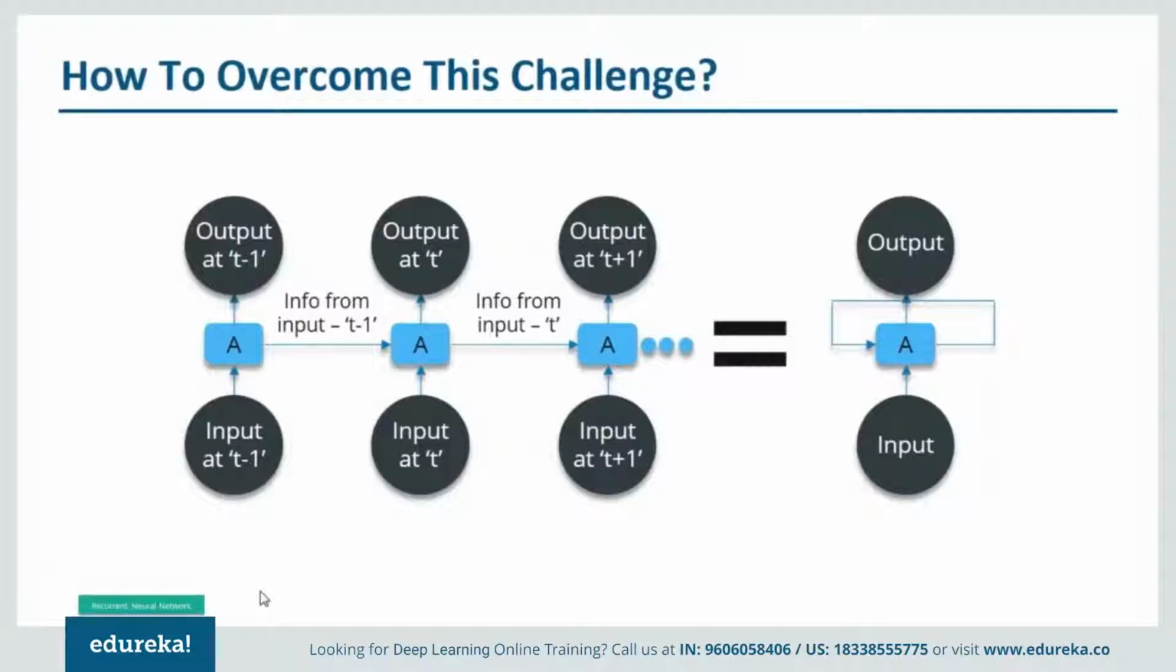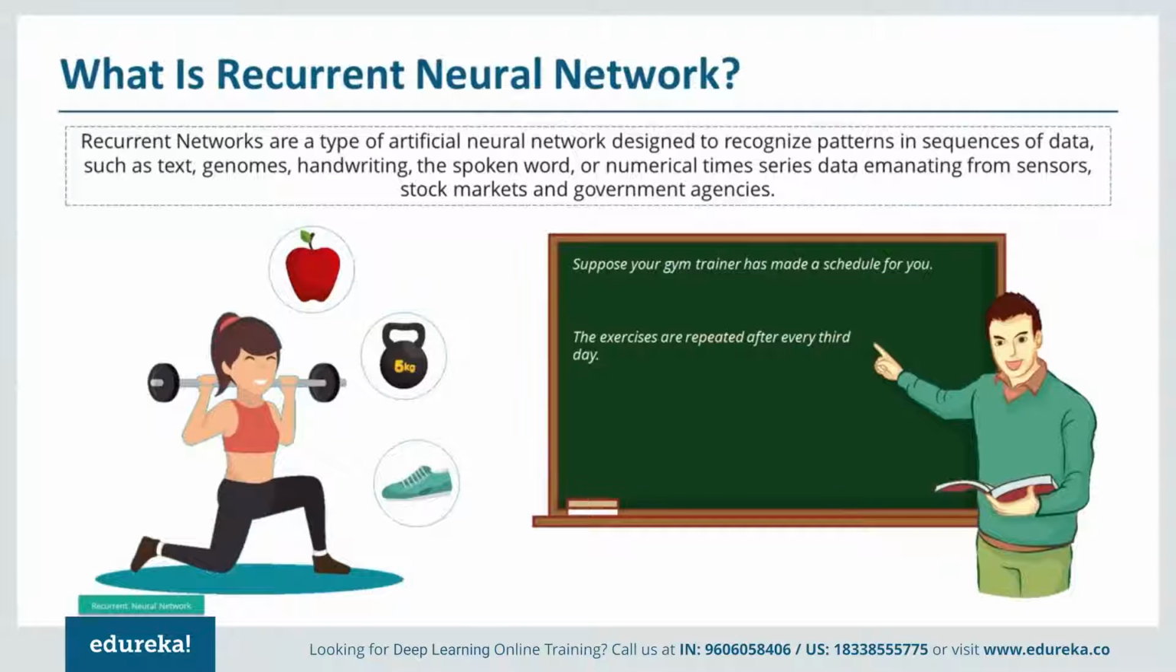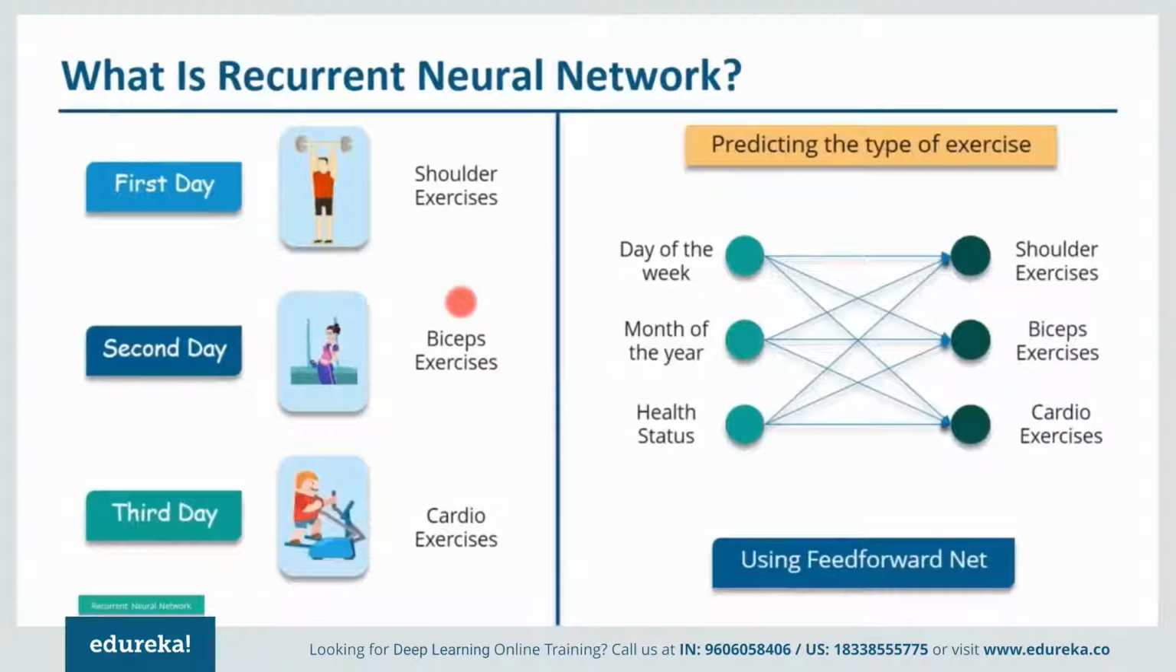Now let us understand what exactly recurrent neural networks are. For understanding recurrent neural networks, I'll take an analogy. Suppose your gym trainer has made a schedule for you. The exercises are repeated after every third day. Now this is the order of your exercises. First day you'll be doing shoulder, second day you'll be doing biceps, third day you'll be doing cardio. And all these exercises are repeated in a proper order.